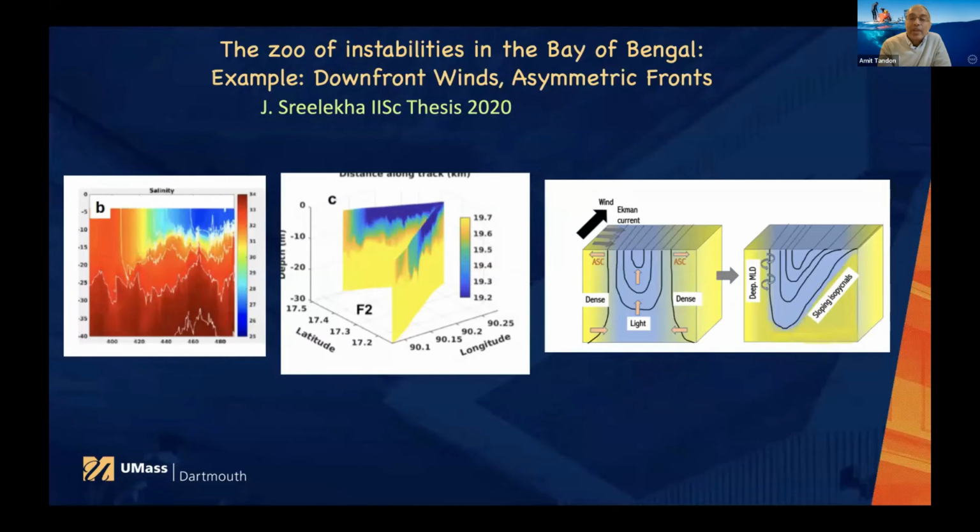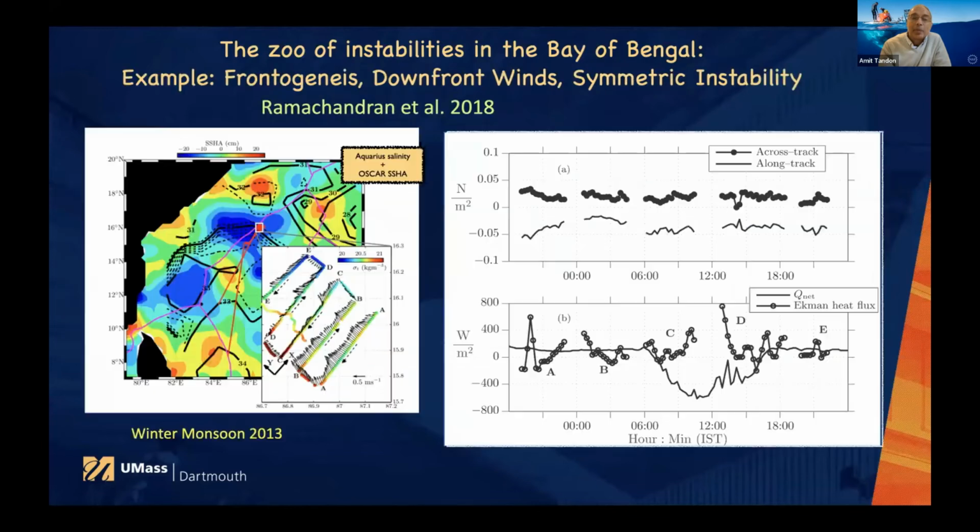And so it's fascinating to go out on a ship and make these measurements and really see the ocean behaving as you think it should be behaving under downfront wind conditions, which often happen in the Bay of Bengal. So for more details, see Srilekha's thesis or this paper being prepared.